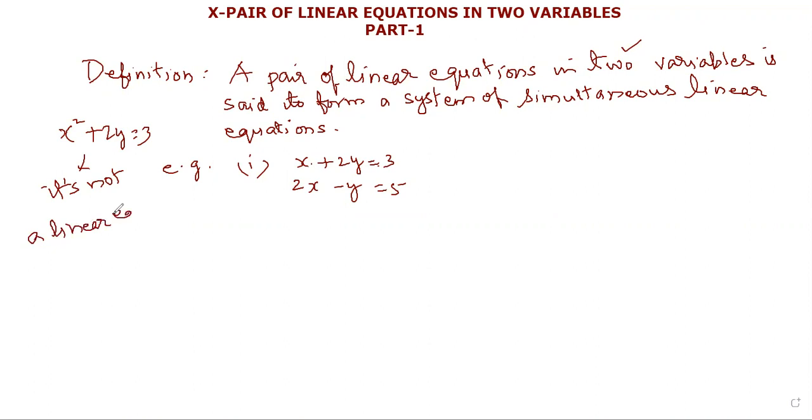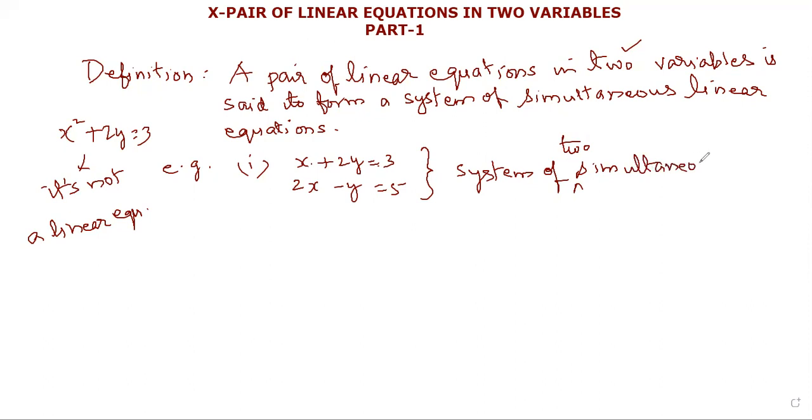So in a linear equation, the power of the variable must be 1. And two variables we have, so x and y. Can be y, z, but only two variables. And two equations means pair. Always we will be given two equations, and these two equations together we can call the system of linear equations, system of simultaneous linear equations, or system of two simultaneous linear equations.